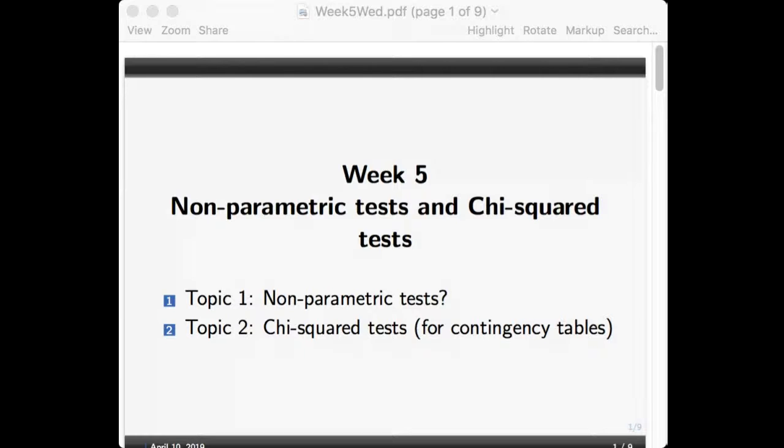So the way I intend to proceed is give a few slides, a little bit of theory, and then go into R and demonstrate. I won't demonstrate everything, but hopefully give you a bit of a feel for how the non-parametric tests are different to the parametric tests. Okay, so let's get started.